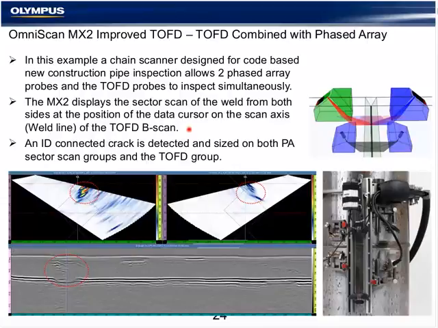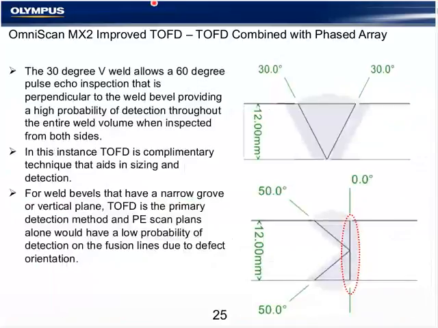Up to about 30 to 40 millimeters, depending on the code and the procedure and the customer preference, is where we would break an inspection up into multiple zones. The number of zones that you use, and again here we're showing one TOFD zone with overlapping phased array coverage, would be dependent on your expected sizing required.